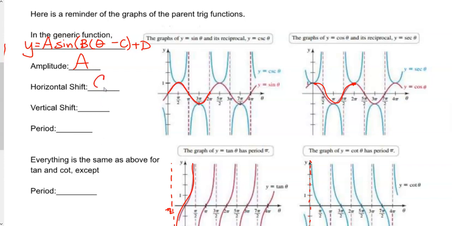The horizontal shift is c, and this should be familiar from our transformations in section 1.2: you take the opposite of what you're looking at inside there, and that gives you the horizontal shift. Vertical shift is always that plus or minus number at the end. We take that sign as is. And the period is how much we go across, from 0 to 2 pi or 0 to pi, whatever the case may be for one cycle. The period for sine and cosine is 2 pi over b. So that is all the things I can constitute with these four trig functions.